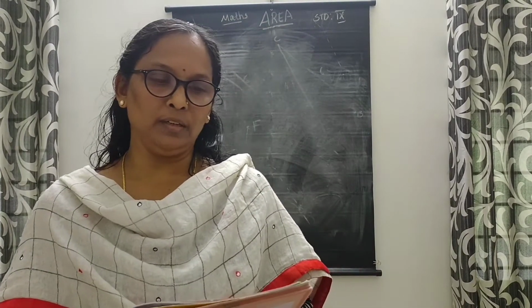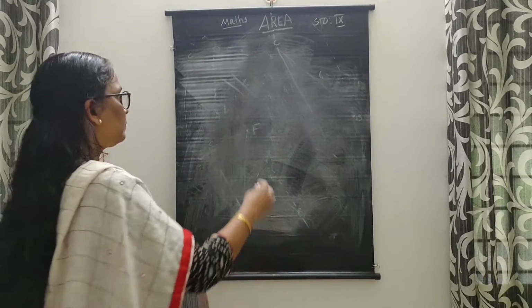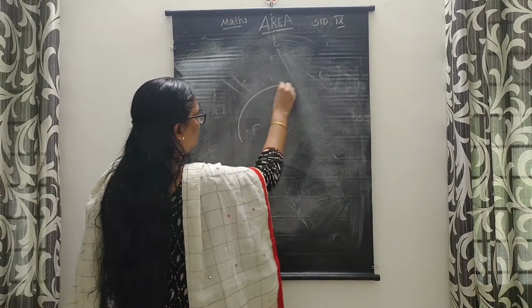The question is, draw a circle and a triangle with one vertex at the center of the circle and the other two on the circle. First you have to draw a circle and a triangle with one vertex at the center of the circle.